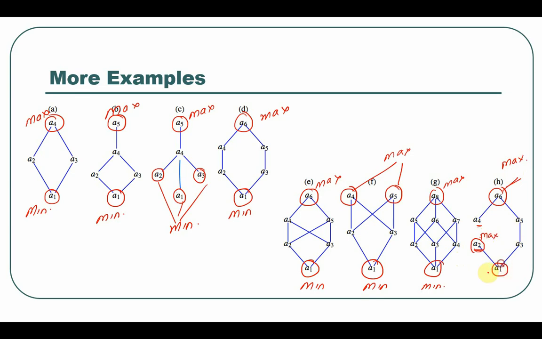Similarly, A1 is a minimal element because there is no element that is preceding A1. Similarly, there is no element that is preceding A4 also. You can say that A4 is above A3 or A4 is above A2 or A4 is above A1, but there are no direct lines going down from A4. So A4 is also a minimal element.